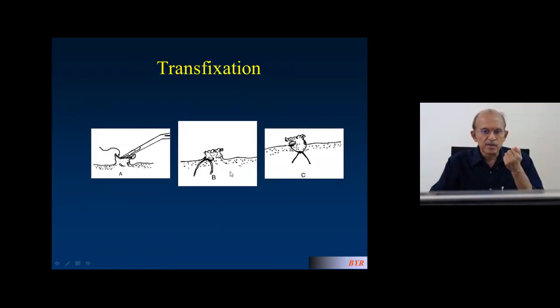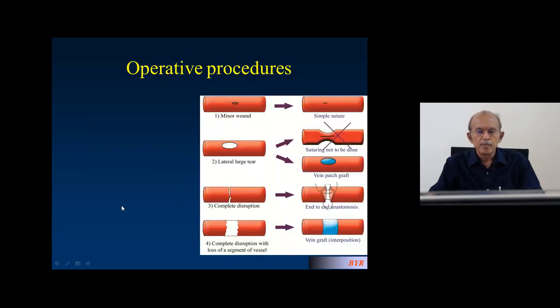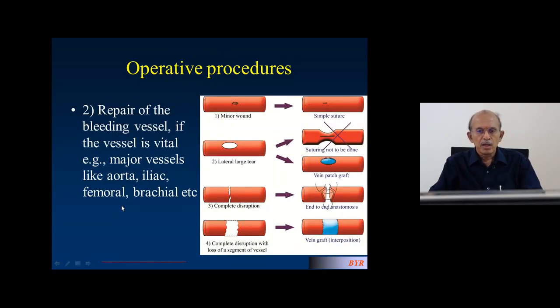This is the method of transfixation. Already I explained to you when I was talking about the hernia operation. This is the neck of the sac where you pass the needle in the middle. You tie the suture on one side, then tie it on both around it. If the vessel is important, for example, if the femoral artery is bleeding or the aorta is bleeding, you cannot just put a ligature for that. So if the vessel is vital, you have to repair it.